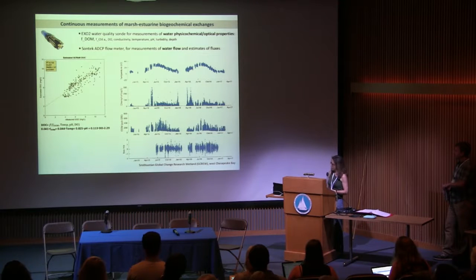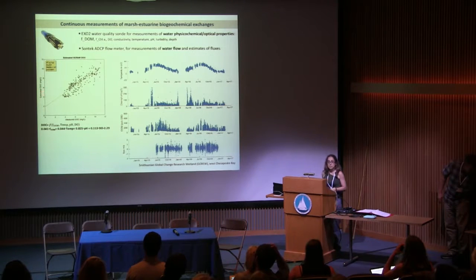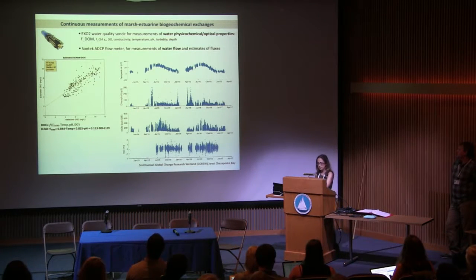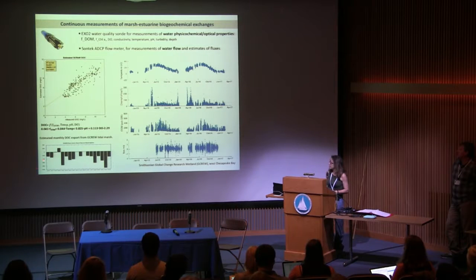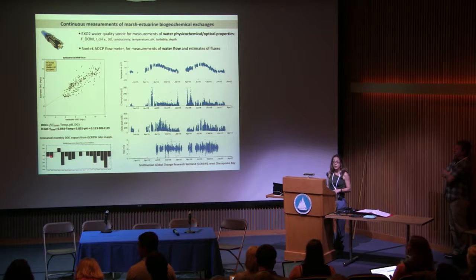So here you see estimated DOC versus measured DOC with an R-square of 0.73. Now, using these estimates of DOC based on continuous measurements of CDOM fluorescence and measurements of water flow, we estimated DOC fluxes. And here you see estimated monthly DOC export from the marsh to the estuary. And first of all, you see strong variability. These are different months. Overall net export from the marsh to the estuary, but strong variability.